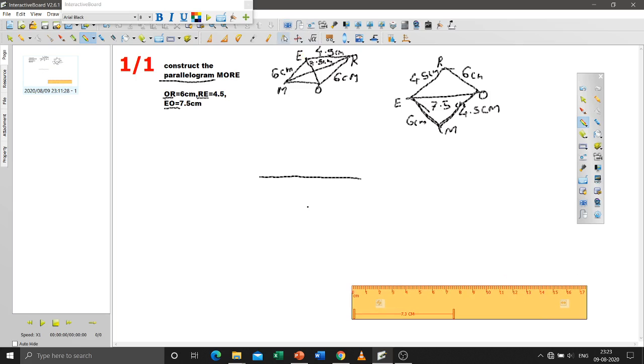Now, with the help of the compass, we'll first give the name EO. What is the measurement of EO? This is 7.5 centimeter. Now, with the help of the compass, we'll draw an arc of 4 centimeter. So we'll adjust the opening of the compass to 4 centimeter, you can see. Now, by taking E as a center, we'll draw an arc.